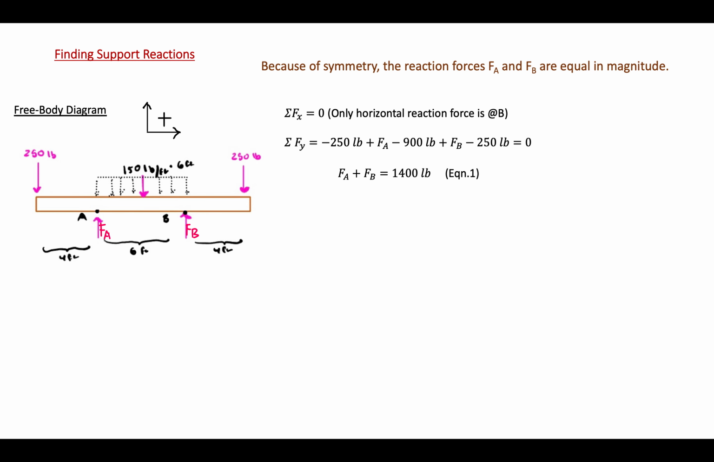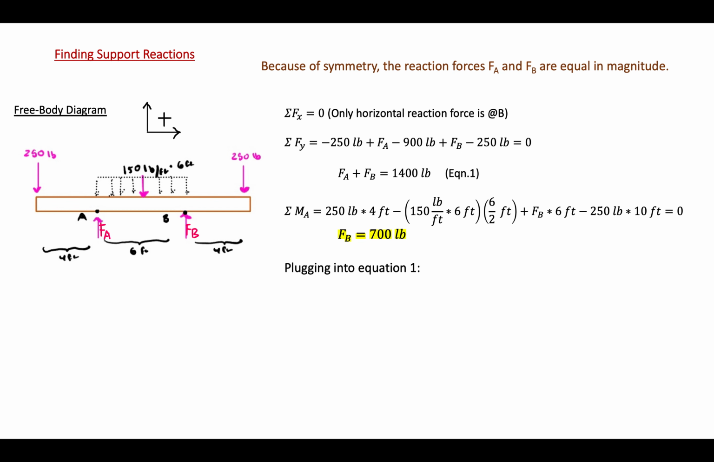Taking the forces in the y direction, we get FA plus FB equals 1,400 pounds. Taking the moment at point A, we get FB equals 700 pounds. Plugging it back into equation 1, we get FA equals 700 pounds. Now that we have the reaction forces at A and B, we can find the shear and moment functions, and we can do this by using the method of sections.